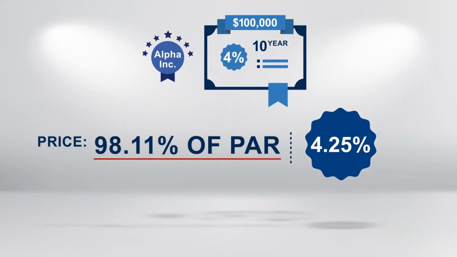The important observation that a bond investor can make here is that as interest rates, the yield to maturity, went up, the price of the bond fell. Bond prices move in the opposite direction to interest rates. They have what's called an inverse relationship to interest rate movements.